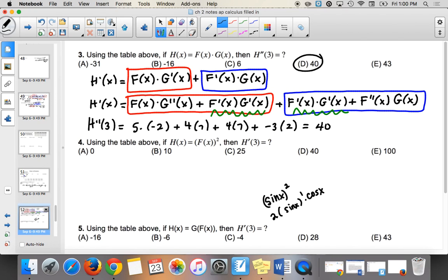Looks like a factorial there. That was a first. That would be the derivative of sine squared.